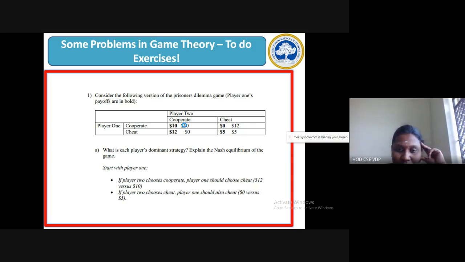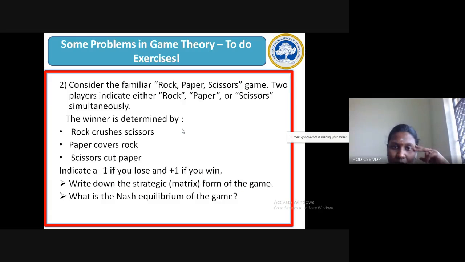Actually, we have not arrived at 10 comma 10 using the dominant strategies yet. We have derived 10 comma 10 using the Nash equilibrium. But still, when they ask what is each player's dominant strategy, for player 1 it is cooperate, and for player 2 also it's cooperate. That is the dominant strategy. Okay, then moving on.